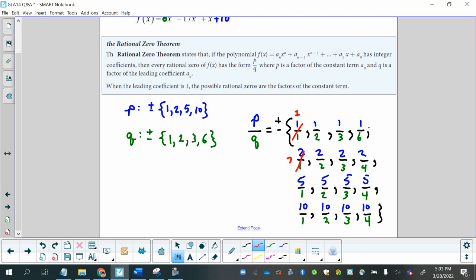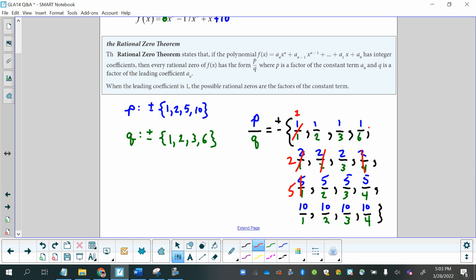Then this is just the number 2. Then 2 over 2 is just 1 again. So when you divide 2 into 2, you get 1. So we don't need that. That's a duplicate. 2 thirds, 2 fourths. Well, 2 fourths reduces to 1 half. So again, we have a duplicate. We don't need that one.